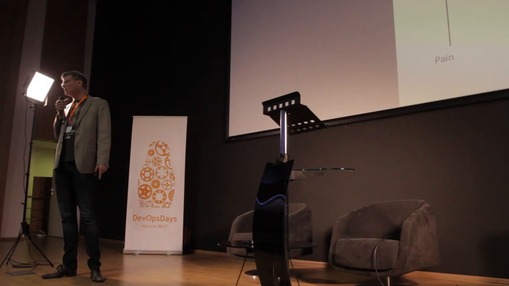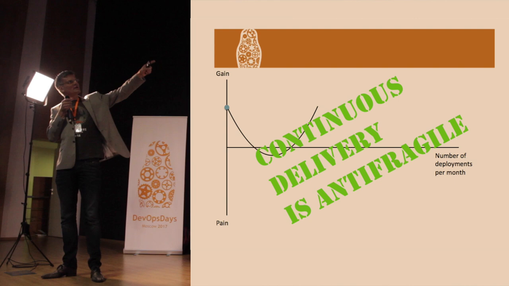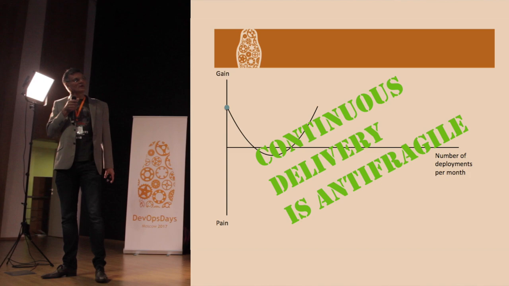Well, you're happy. But as soon as you start to deploy, as soon as you need to deploy, you will get unhappier and unhappier, and in the middle you will be in real pain. But when you keep increasing the number of deployments, you will be happier and happier. So the result is, continuous delivery is anti-fragile. That's the good news. So you're already working anti-fragile.